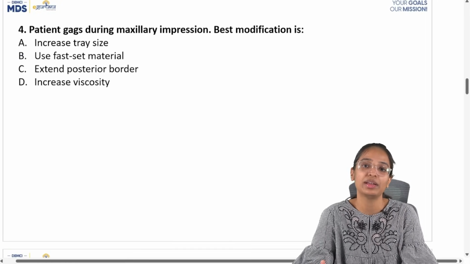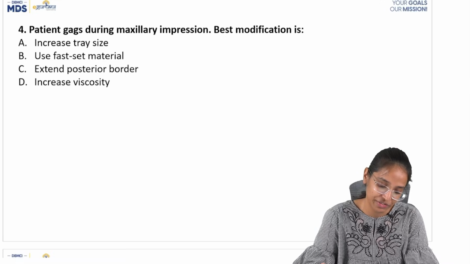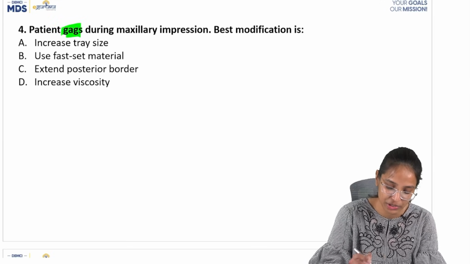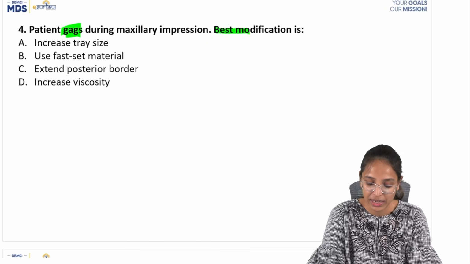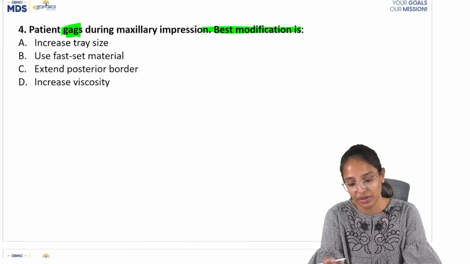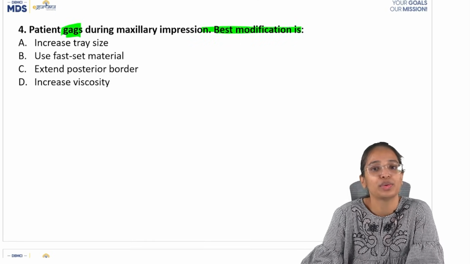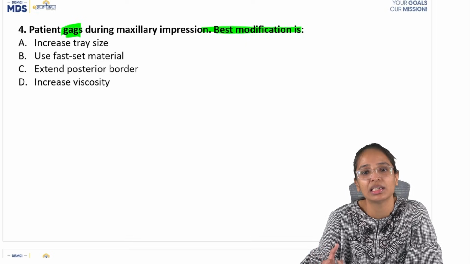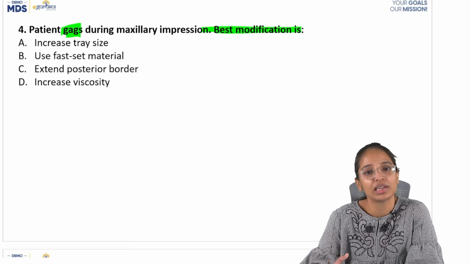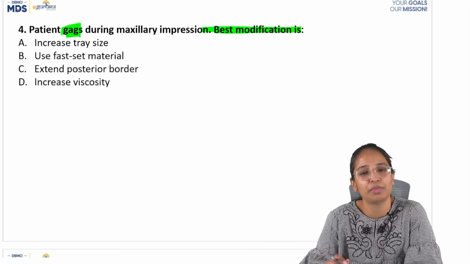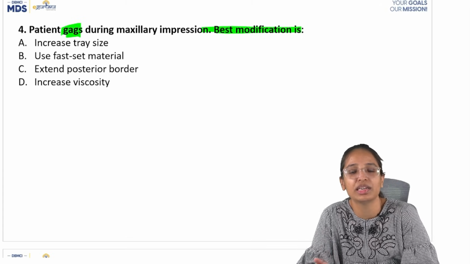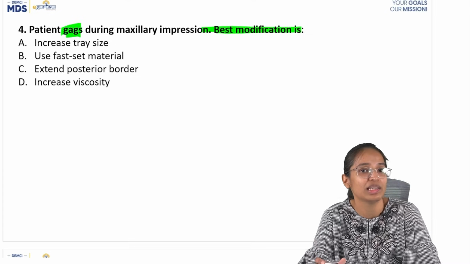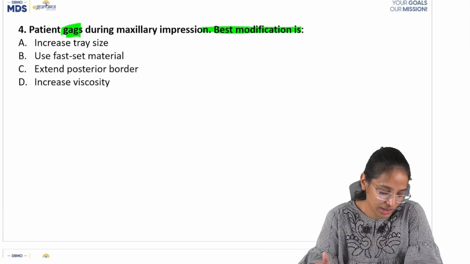Come to question number 4. Patient gags during maxillary impression, best modification that you can do. So here we have a gagger or a gagging patient during maxillary impression. Best modification you can do. Now here also I'll give you one more tip. The question is asking you best modification. That means it is expecting a clinical intervention or a clinical tip from you. So when the question states that either give medicine to the patient or something like that, probably that is not what the examiner is hinting at. So let us look at the options.